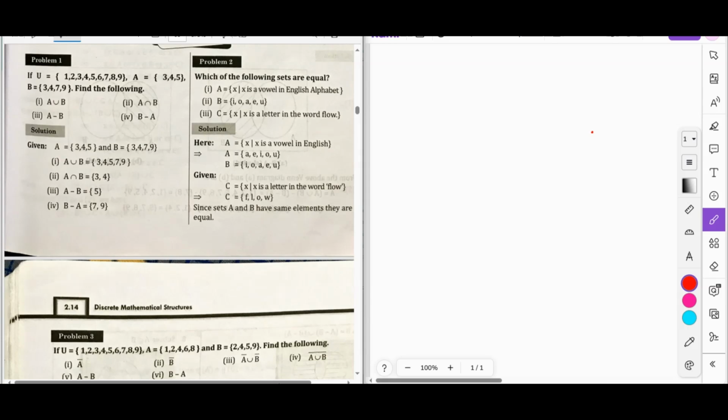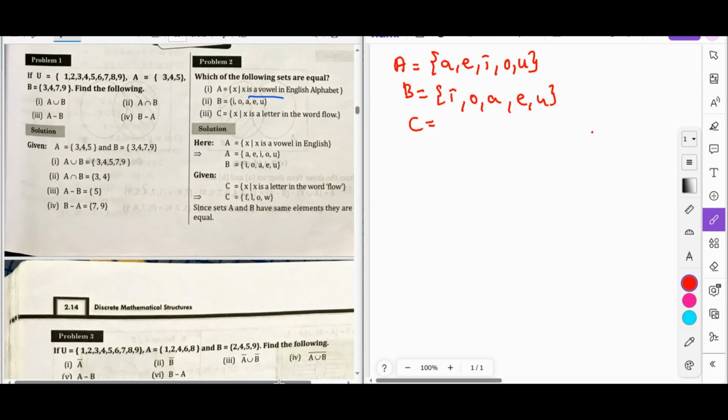The next one is which of the following sets are equal. What they've given is, A is x, where x is a vowel of the English alphabet, that is A, E, I, O, U. Then B is I, O, A, E, U. Then C is x, where x is a letter in the word FLOW, that is F, L, O, W.